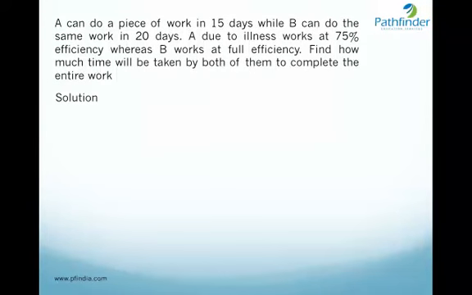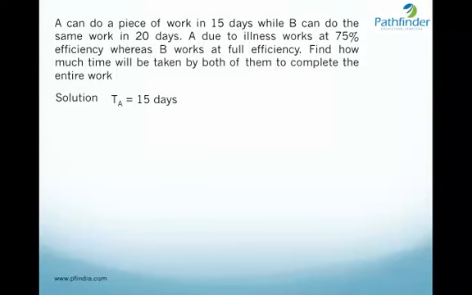Let us take a look at another question. A can do a piece of work in 15 days, while B can do the same work in 20 days. A, due to illness, works at 75% of efficiency, whereas B works at full efficiency. Find how much time will be taken by both of them to complete the entire work. And the only difference between this question and the other questions is we are given the efficiency of A as 75%. Let us see how this impacts the question.